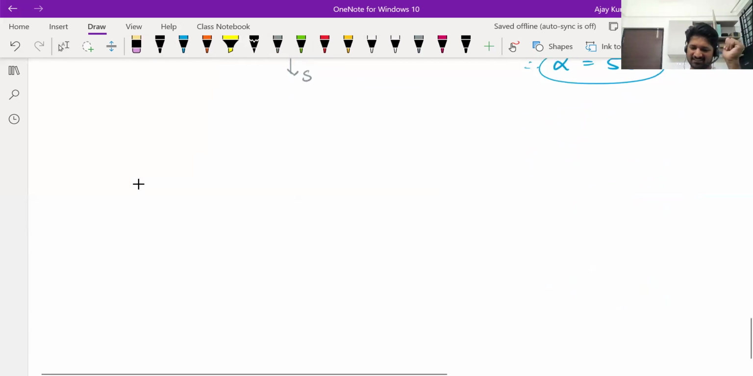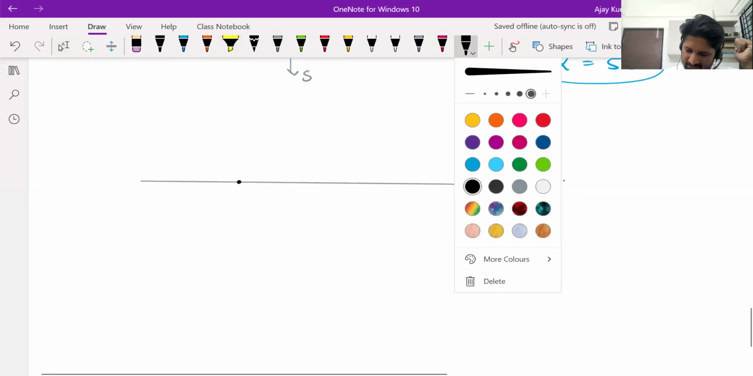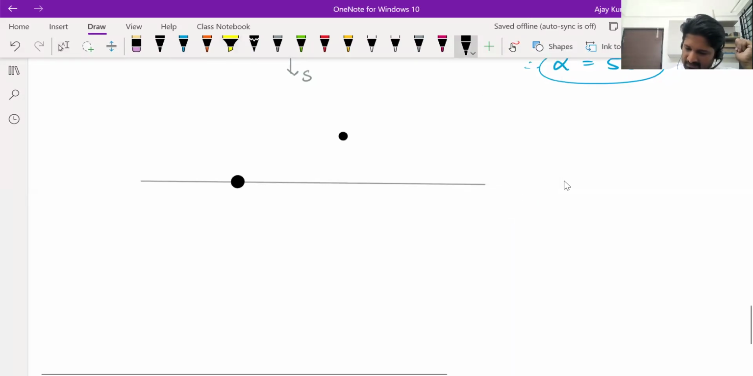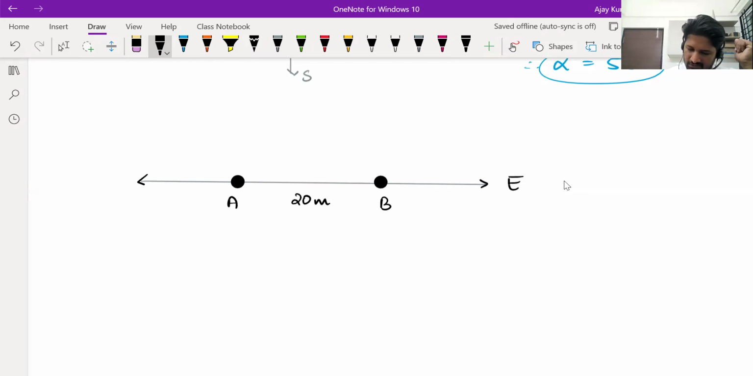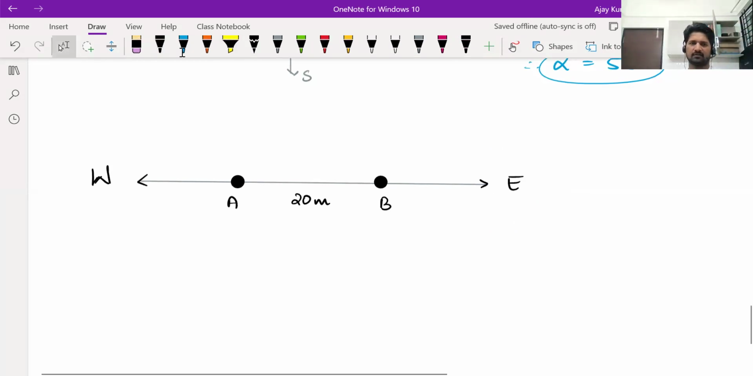Let us first consider this. Suppose there is a straight line. Assume there are two objects on it. Let's say this is A, this is B. Assume the separation between them is 20 meters. Assume this is the eastward direction and this is west. There's no origin, only A and B are there.